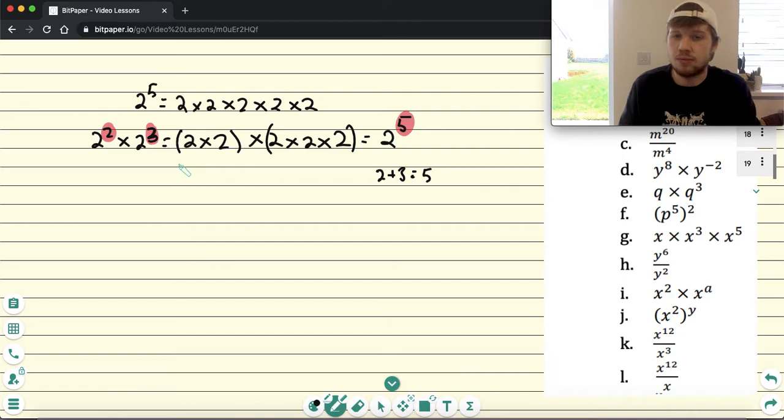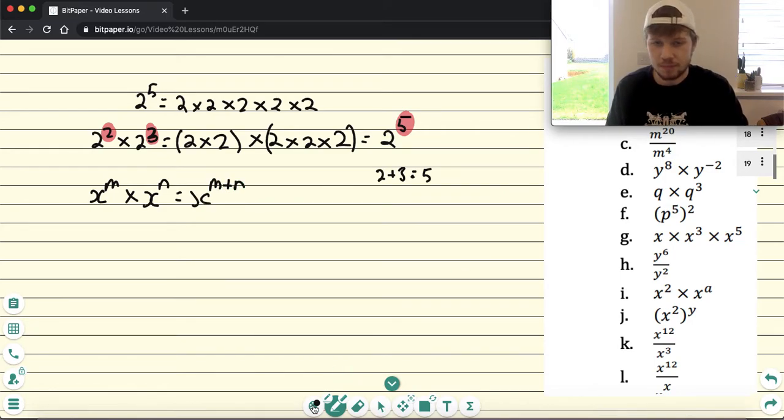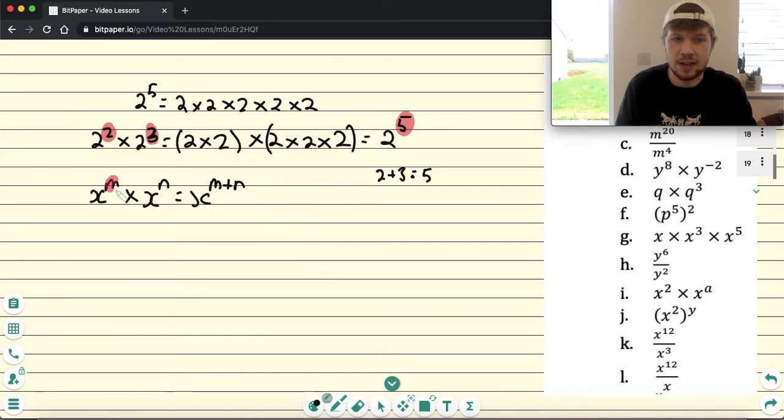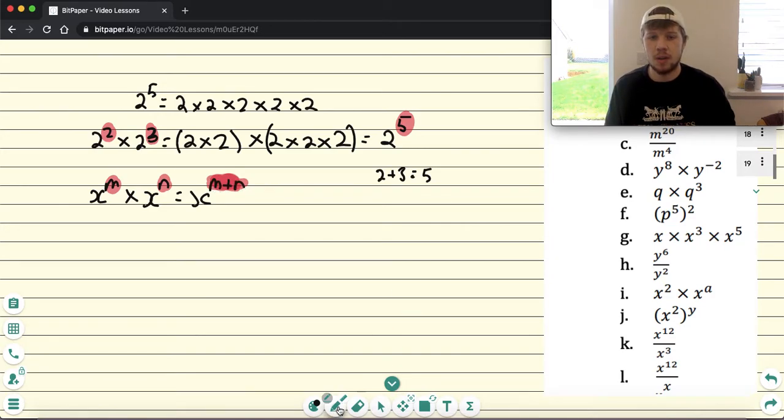So let's write this as a rule. Formally, we would say that x to the power of m multiplied by, well, it has to be the same base number, x, to the power of n, would give us x to the power of m plus n. And again, what I'd like you to look at is that we're just looking at the powers, given it has the same base. So once we've got that, we've got a rule for multiplying.